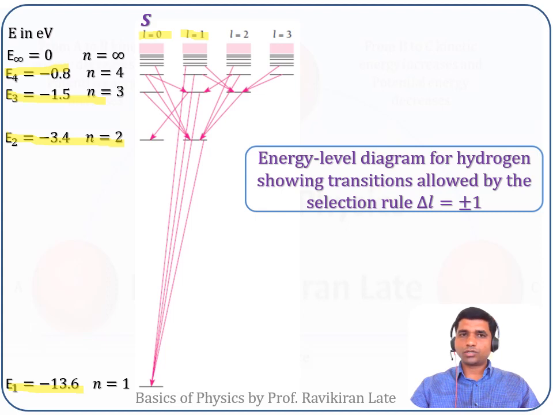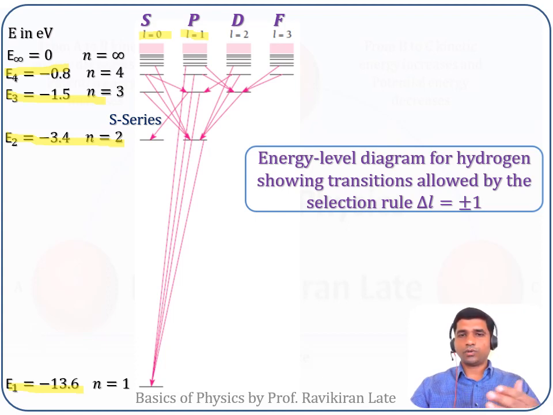L equal to 0 corresponds to S orbitals, or we call it an S series. L equal to 1 corresponds to term symbol P, L equal to 2 corresponds to D, and L equal to 3 corresponds to the F series or F level.